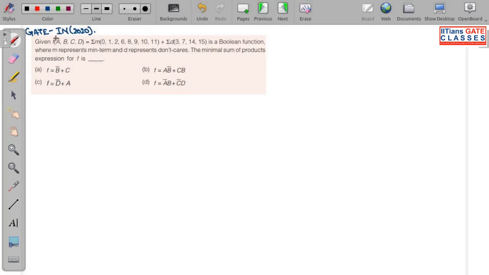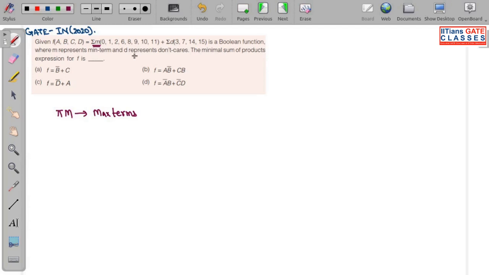So this question was asked to IN branch. This is a very simple question they have given. Given f(A,B,C,D) equals, okay, so this corresponds to our min terms. If it was given like this, then it would have been max terms. Here they have given min term numbers and the don't care numbers. It is a Boolean function where m represents min terms and d represents don't cares. The minimal sum of product expression for f is, okay, so they have asked you sum of product.